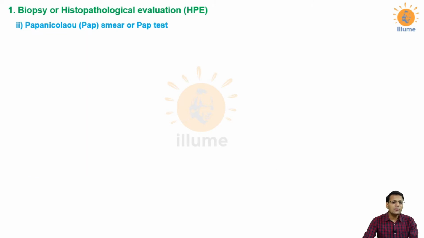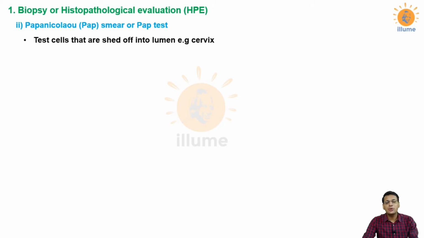Next is Pap smear or Pap test. In this we look for the cells which are shed by the normal tissue into the lumen of any organ. The best example is the cervix. Now what is the cervix? The cervix is a narrow canal which is present between the vagina and the uterus. In that narrow canal, the cells of the epithelium of the cervix are shed off. We just collect those cells and send them for microscopic examination.